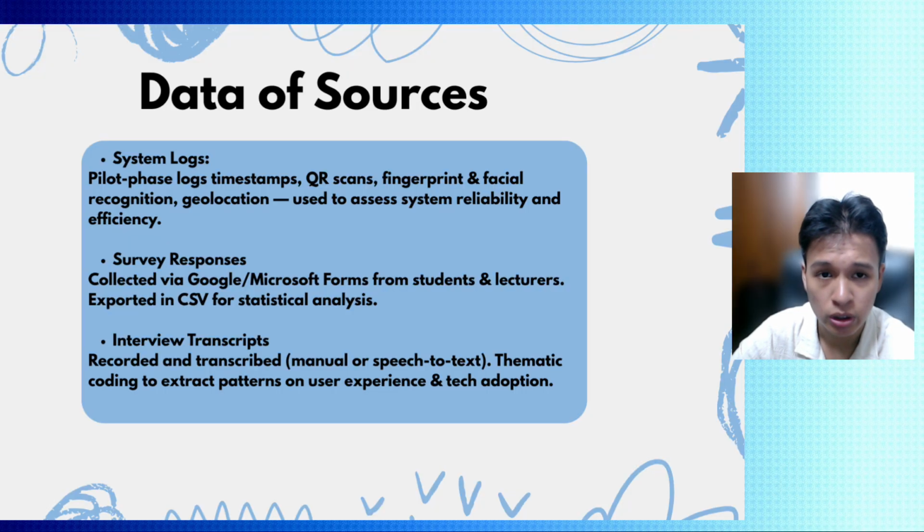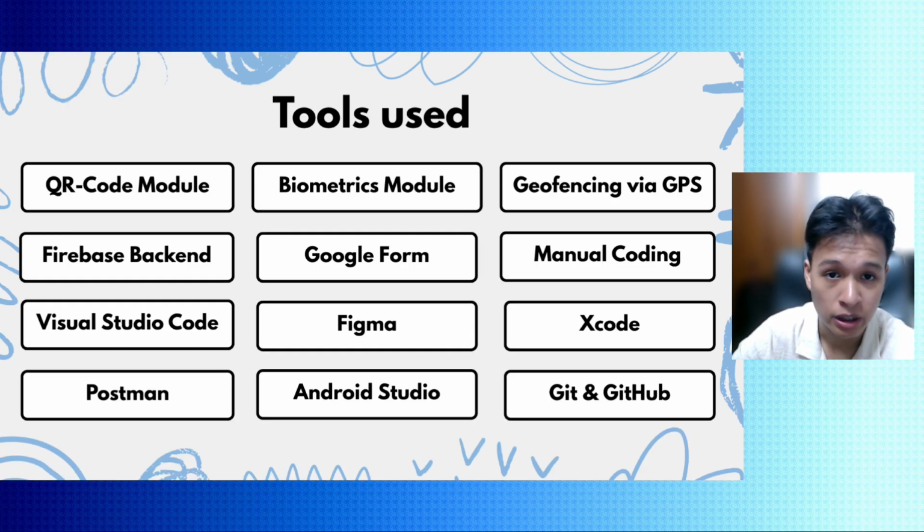We then coded the transcripts and performed thematic analysis to identify common patterns and themes related to user experience and technology adoption. So all data was anonymized and securely stored in full compliance with our institution's research ethics and data protection policies. So next, let's talk about tools and materials. Let's look at the tools and materials that we have used in this project.